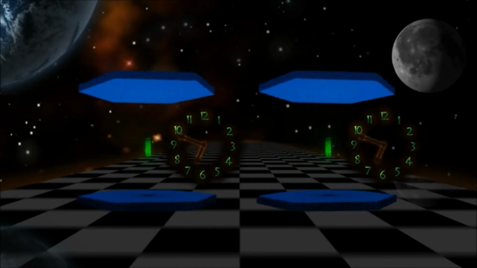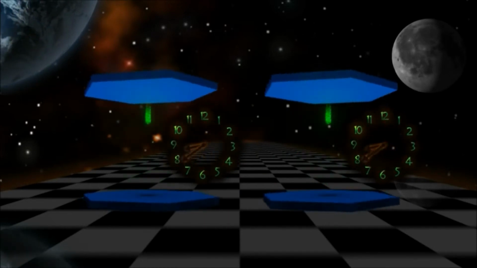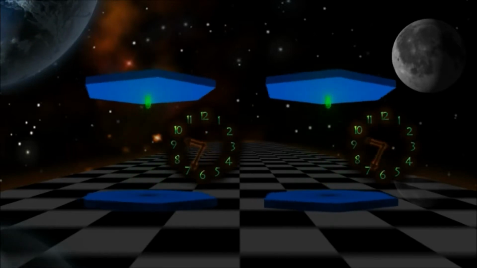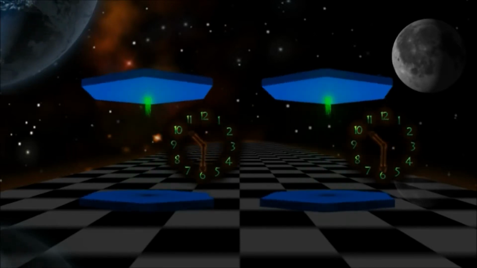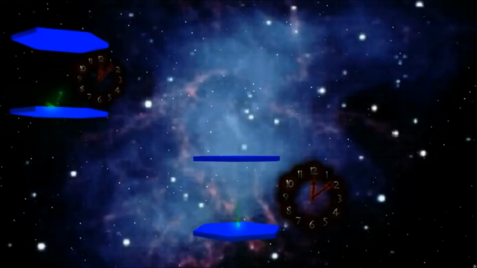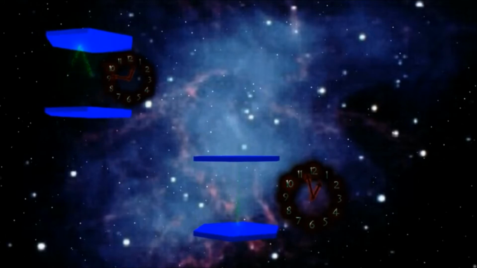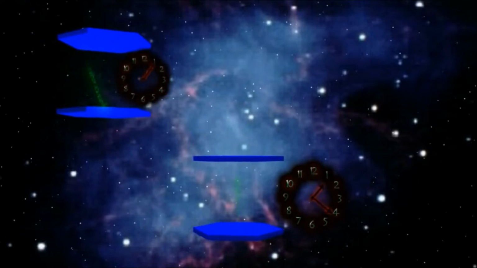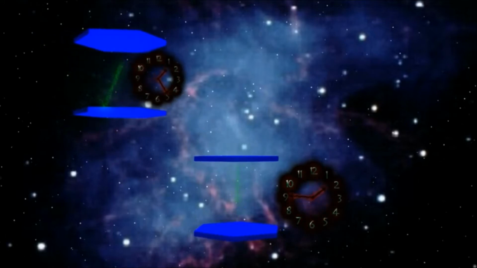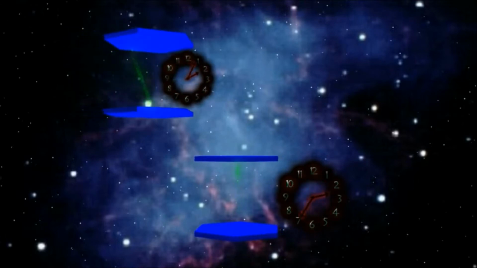If 2 such clocks are stationary, then we would expect the time indicated on each clock to be precisely the same. But what happens when one clock is in motion? Notice although both clocks are identical, the moving clock ticks slower than the one at rest.